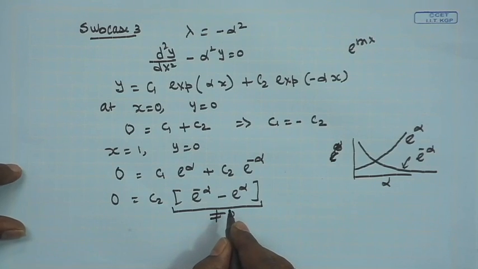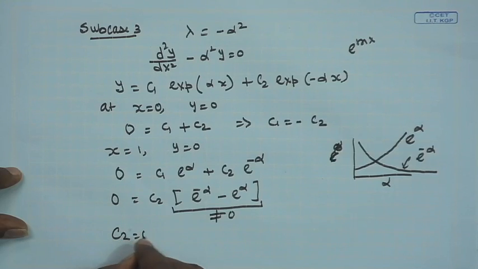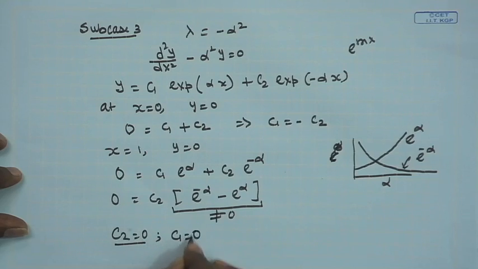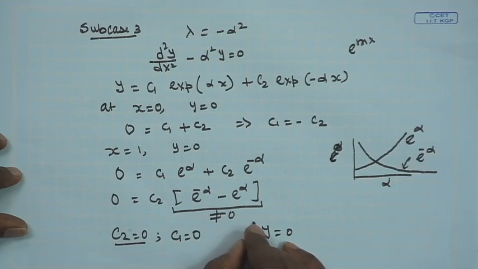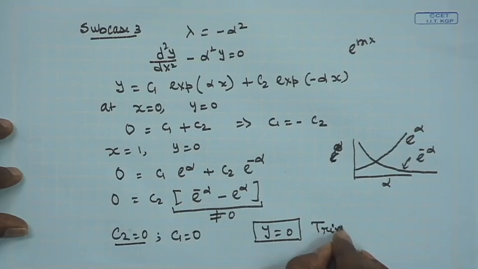So, what option is now left? In order to satisfy this equation, c2 must be equal to 0. Now, if c2 is equal to 0, c1 is minus c2, so that will also lead to c1 equal to 0. If c1 and c2 are both equal to 0, then my solution is y equal to 0. So, again we are landing up with a trivial solution.